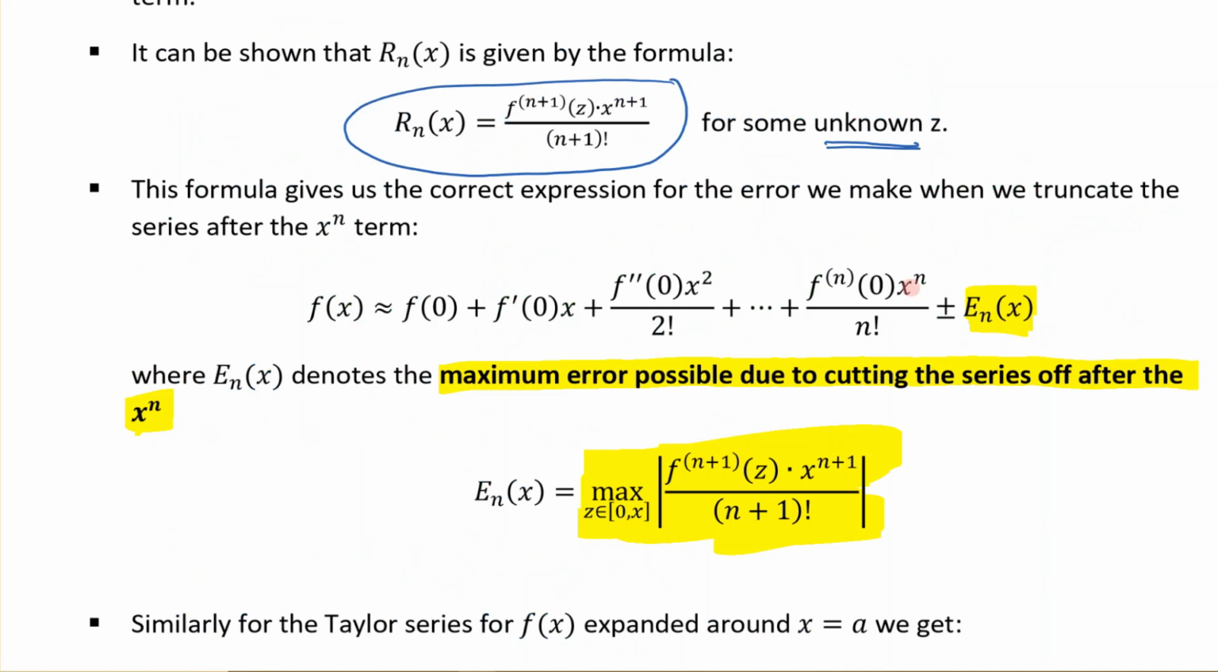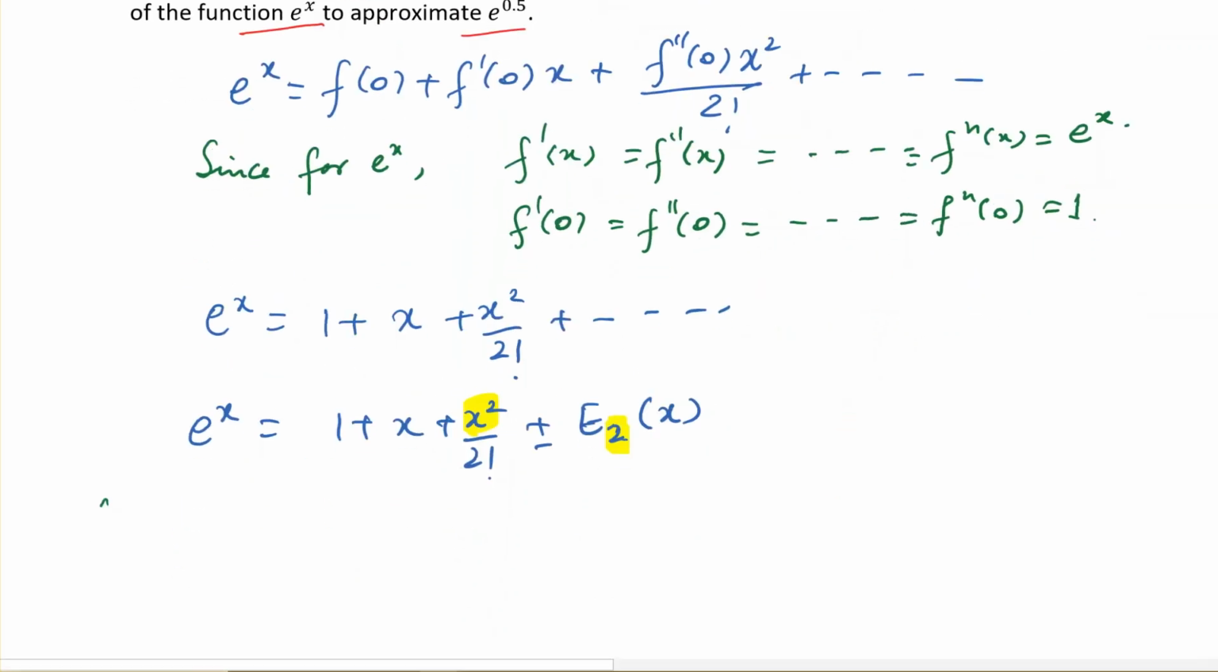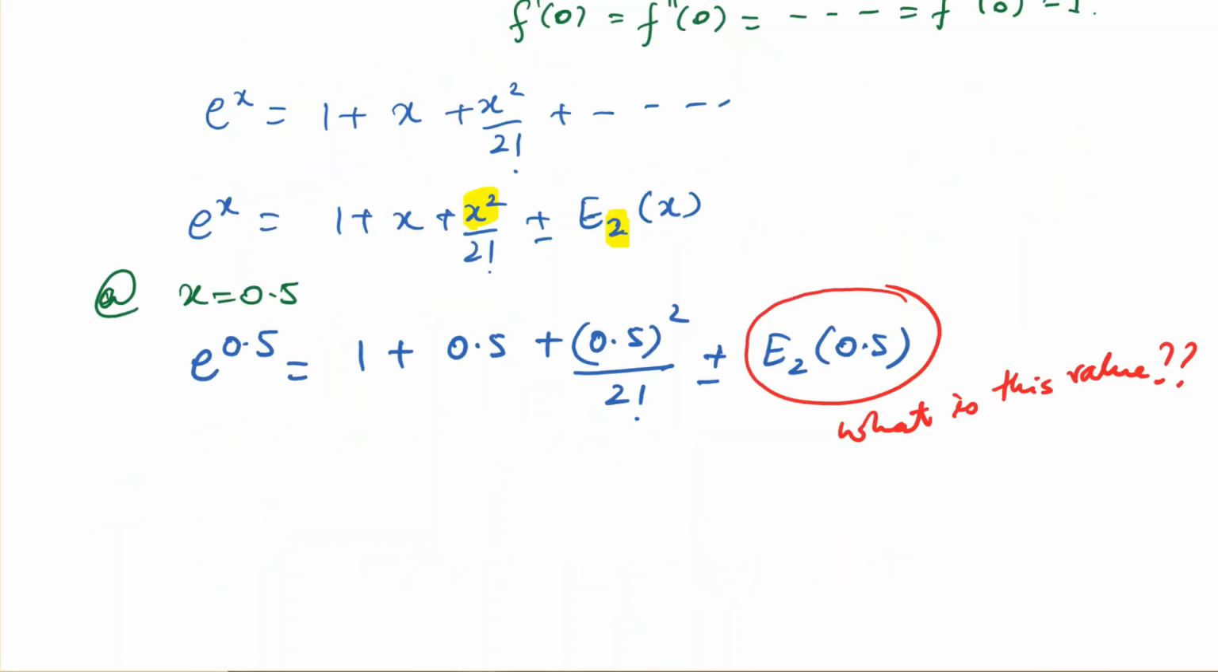So right here, when you stop at the x raised to the power n term, the error is written as En(x). So if you stop at the x squared term, then you write E2(x). And now we need to approximate e raised to power 0.5. So let's put x equal to 0.5. At x equals 0.5, we get e raised to power 0.5 is equal to 1 plus 0.5 plus 0.5 squared over 2 factorial plus E2(0.5). So now our goal is to find what this value is.